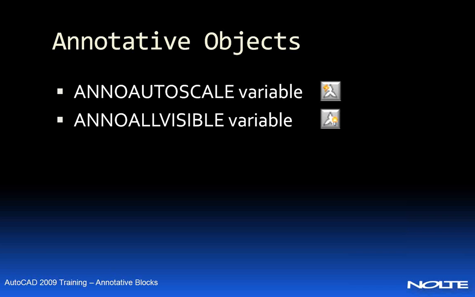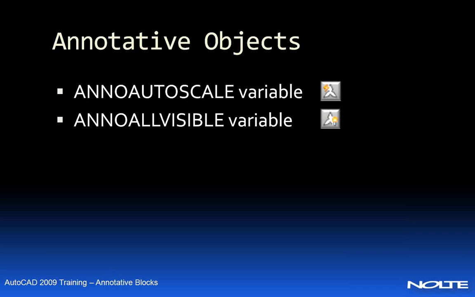If you turn this off, then you have to manually tell the annotative objects which scales they're going to display at. We'll play with this a little bit today to give you an idea of how those behave and what's going on with that.